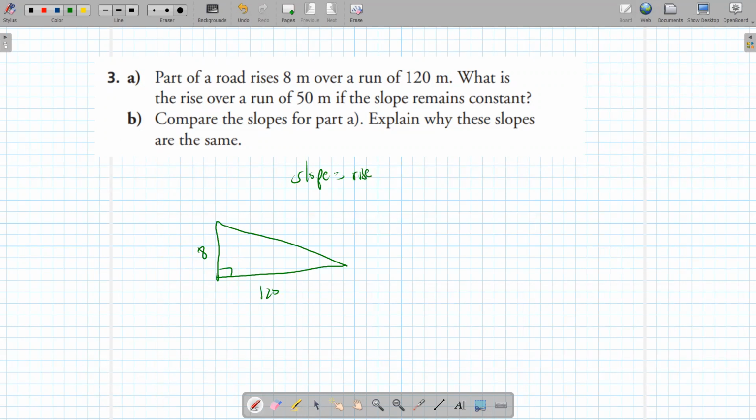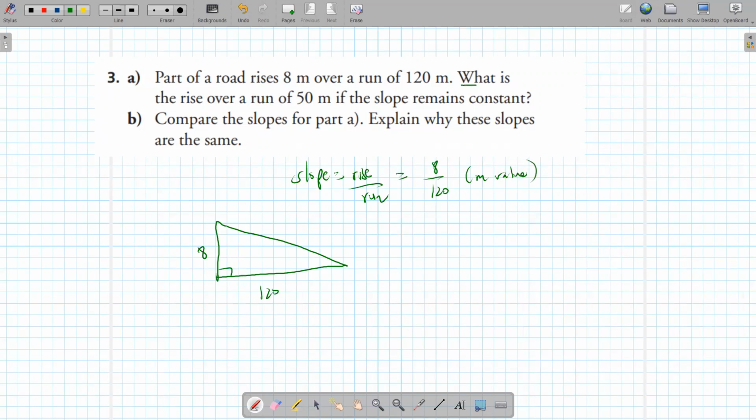Slope is simply rise over run. Slope is rise over run. It's simply 8 over 120. What is the rise over run? That means what's the slope? This is the m value, okay? Slope is mx plus b, m.